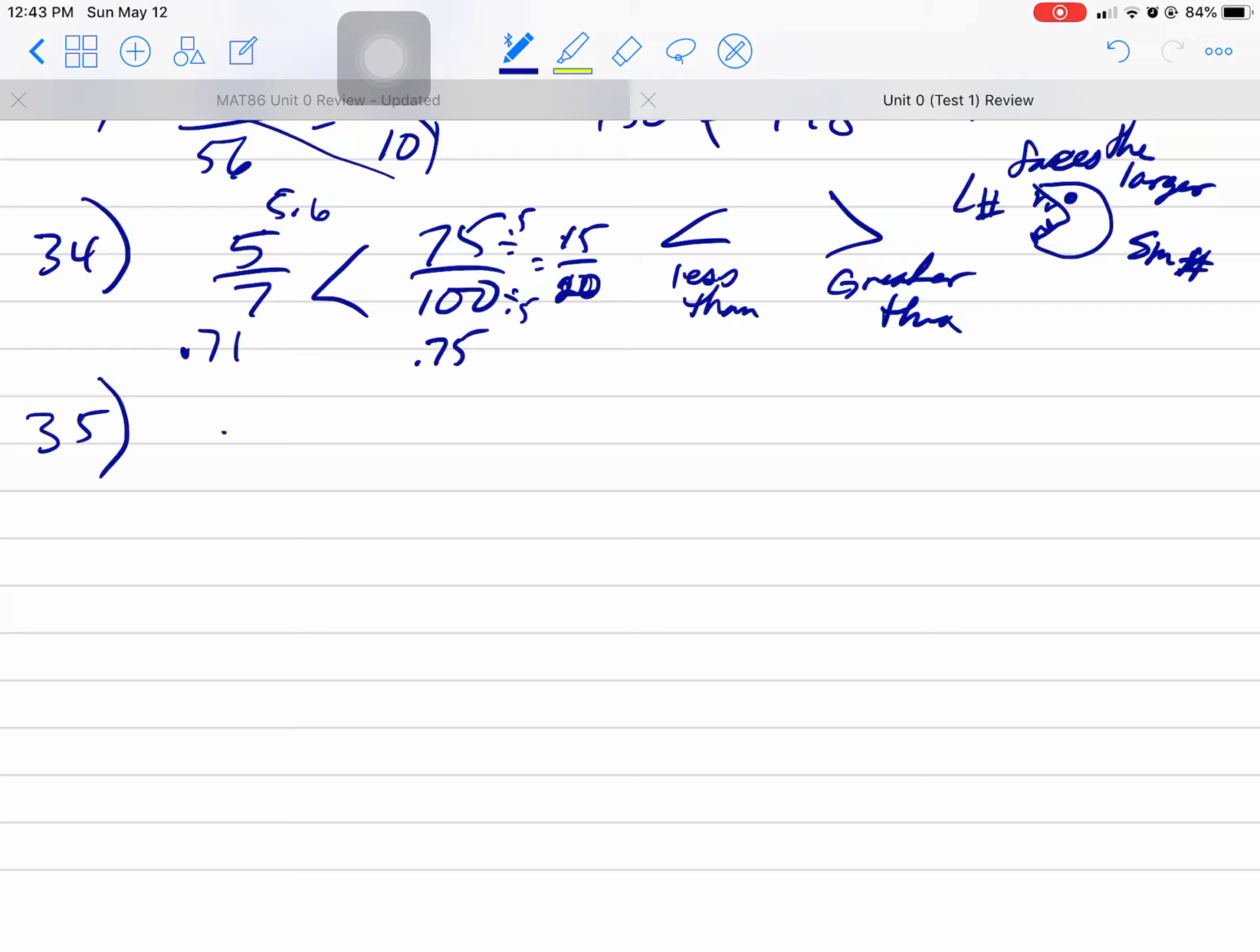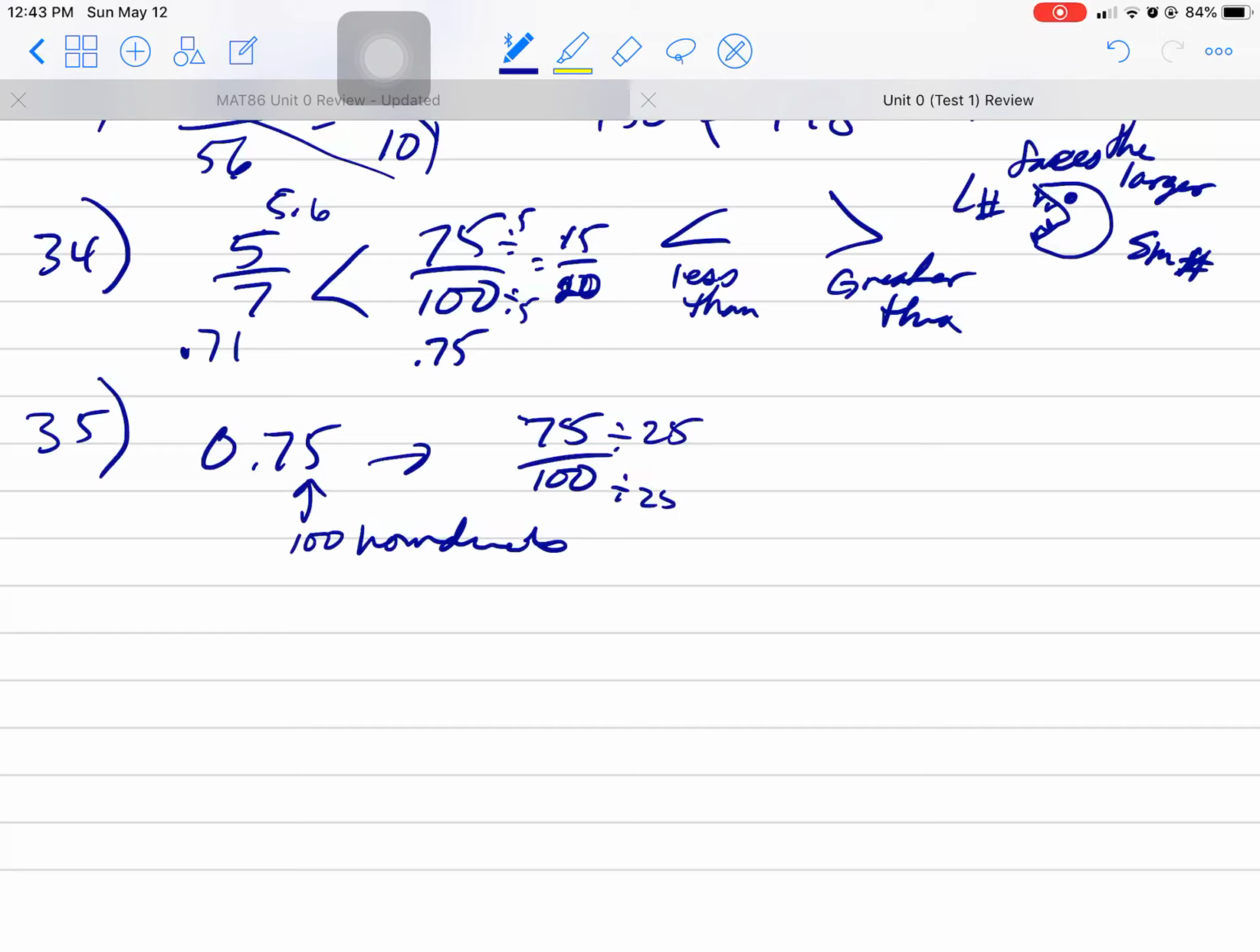35 is 0.75 as a fraction in its simplest form. That's the hundredths place. All right, hundredths. So this is 75 over 100. In its simplest form, we just did that up there. I would divide by 25. Quarters, think quarters. 3/4.